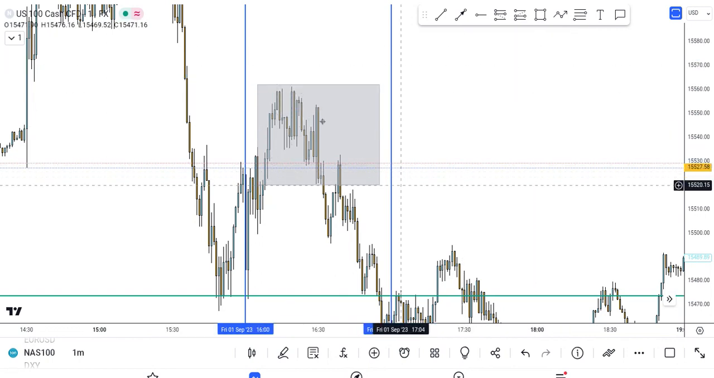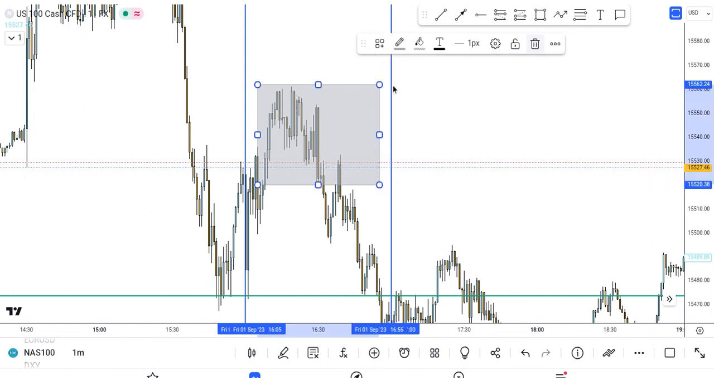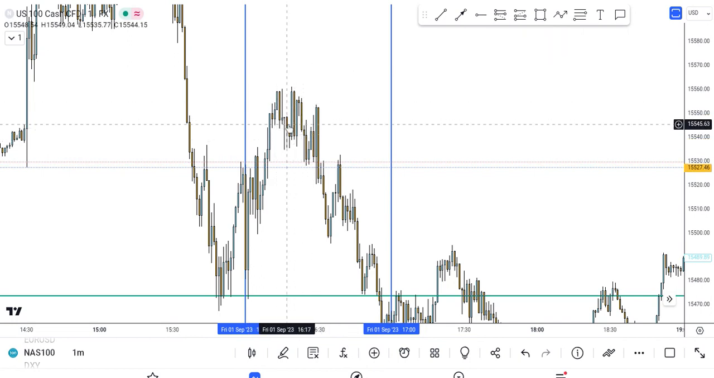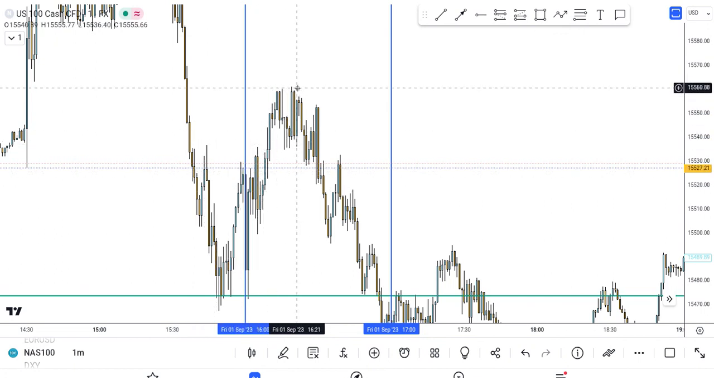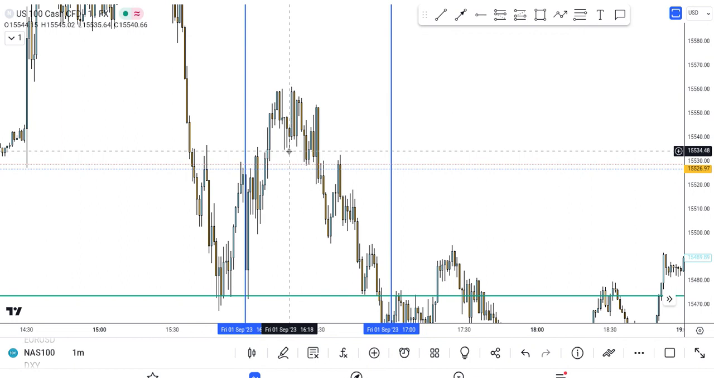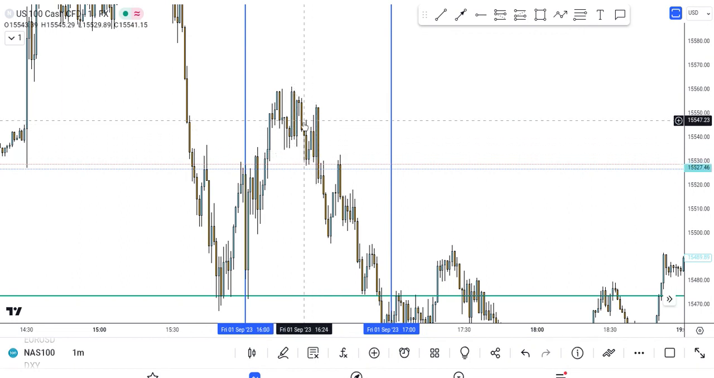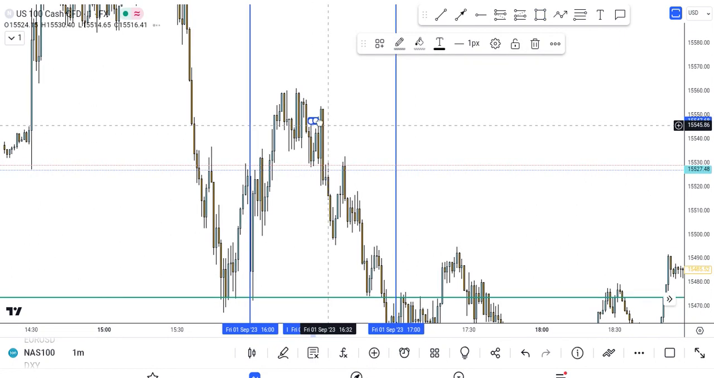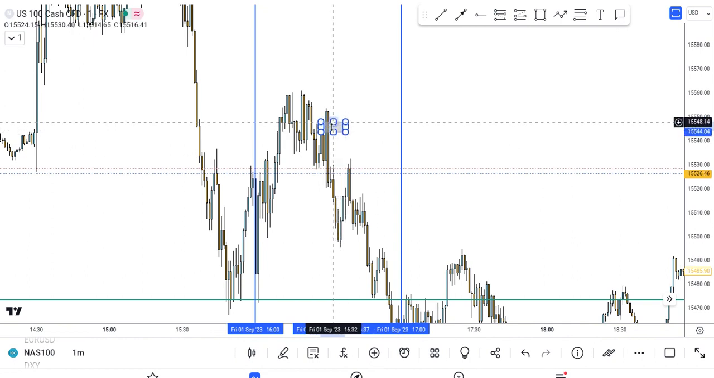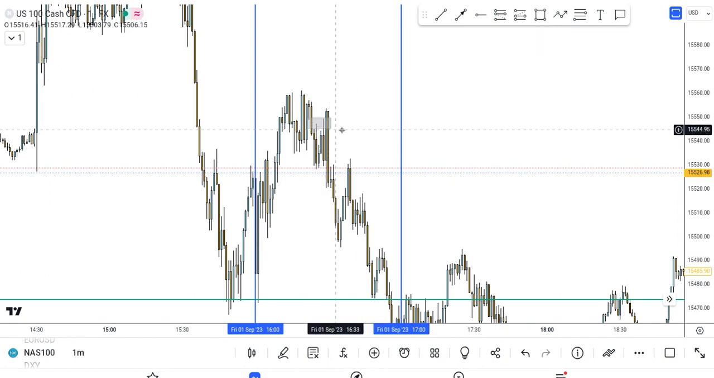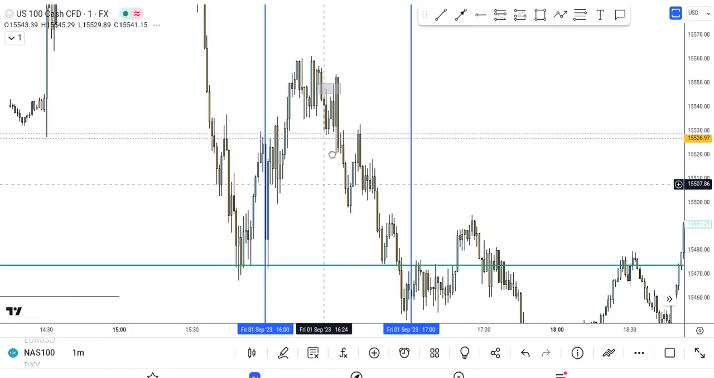You see, so we focus on this area. So this setup happened during the ICT silver bullet. So there is this higher high, and then it came down to break this low here, and then price came back to this fair value gap over here. This is where you're going to take your sell. See this fair value gap over here. And then your area of interest to take profits was this low ultimately.